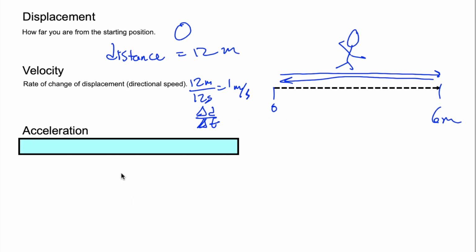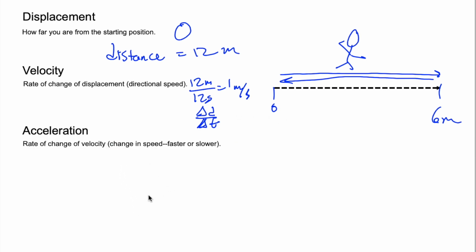Okay, now here we have acceleration. Acceleration would be the rate of change of velocity. Let me give you an example of what that means. Here we said that our rate of change was 1 meter per second. Well, that's for the entire time this person traveled, which means the velocity did not change. So in this example, our acceleration would be 0.